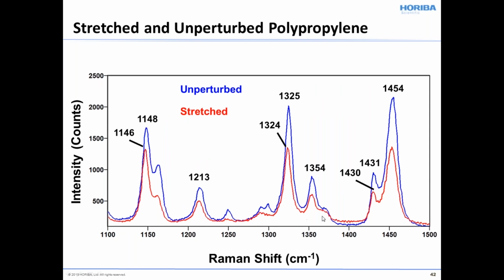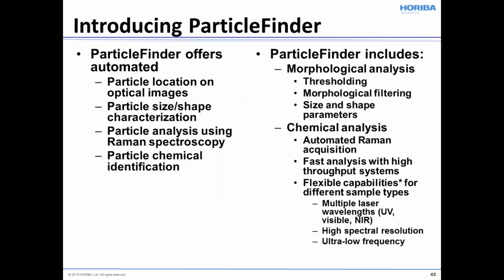And then going finally out to the top, or the high end of the fingerprint region, you can still see some small differences in the peak positions. Here's a 2 wave number difference, and of course differences in the relative intensities. So stretching of polymers and tentering and strain in the polymers, that's something that you can access and characterize with Raman spectroscopy.